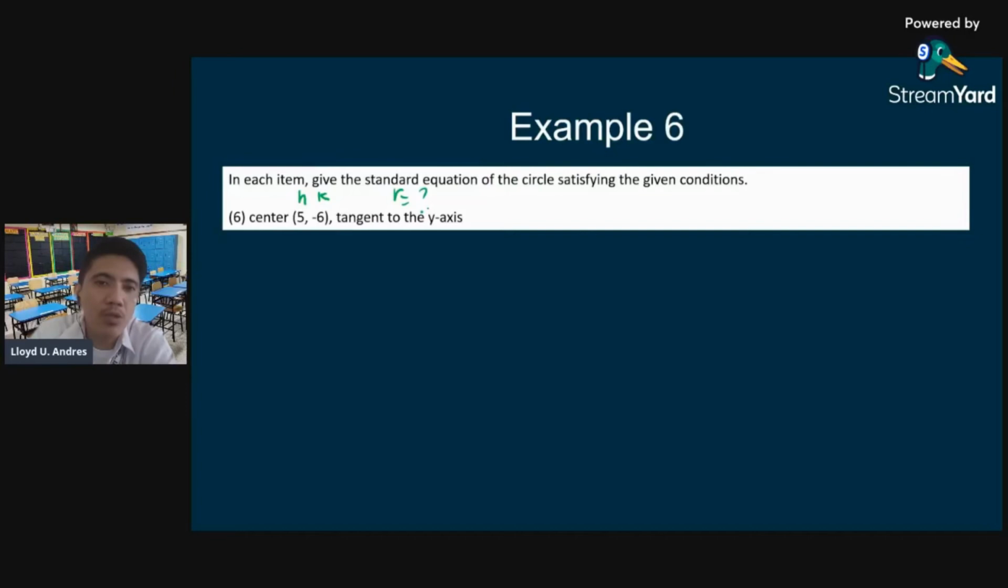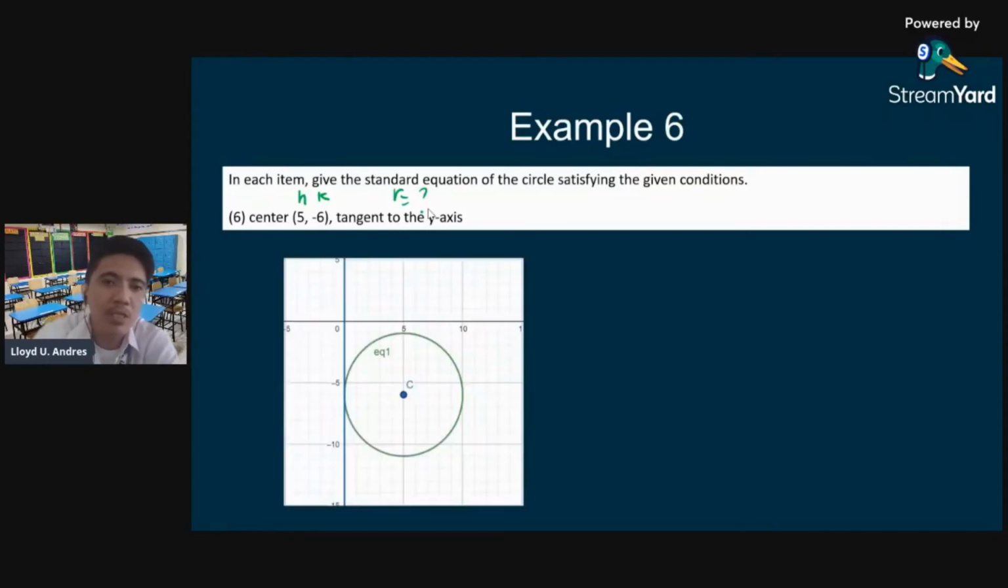For us to be able to determine the radius, it is advisable to sketch the given circle. If we sketch it, the circle should look like this. Your center is at 5, negative 6. So this is 5 here, and negative 6 here. So the circle is here. From this figure, we try to determine the radius. Again, in determining the radius given a graph, you need to count the number of units from the center to the circle.